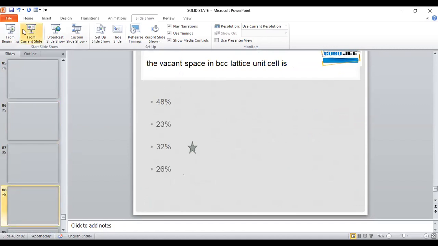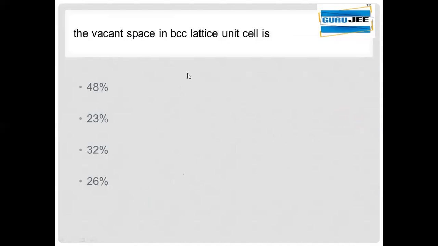Again, there's another question. The vacant space in a BCC lattice unit cell. How can we find out the vacant space in BCC lattice? We know the packing efficiency of each type of cell. So from that, we can calculate the vacant space. What is the packing efficiency of BCC structure? Do you remember? Volume of atoms by volume of the cubic unit cell.